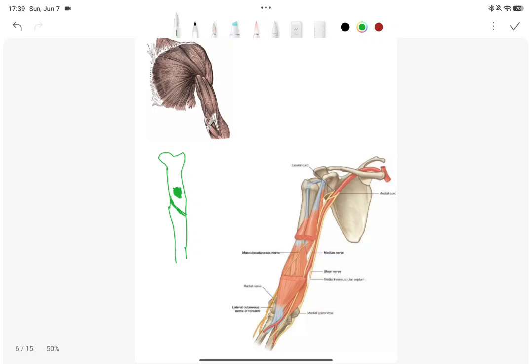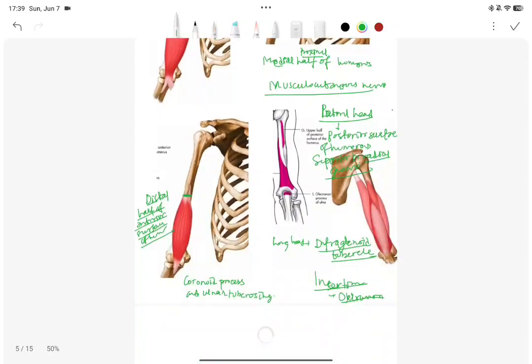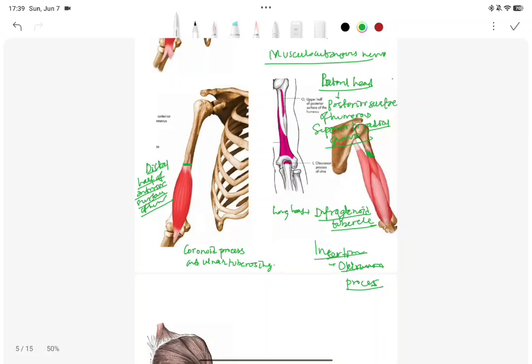The medial head is just inferior to the radial groove, so the medial head arises from here. This is the medial head, and this is the lateral head. The lateral head originates from here, and there is the origin of the medial head. So as you can see here, this is the lateral head, and this is the medial head.